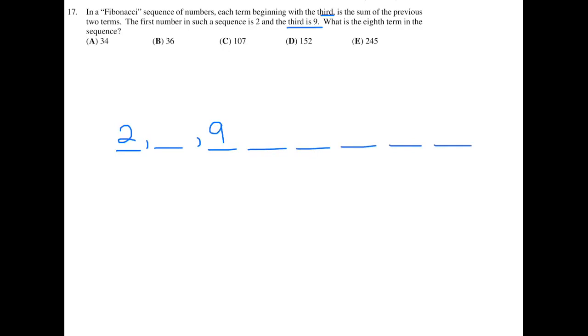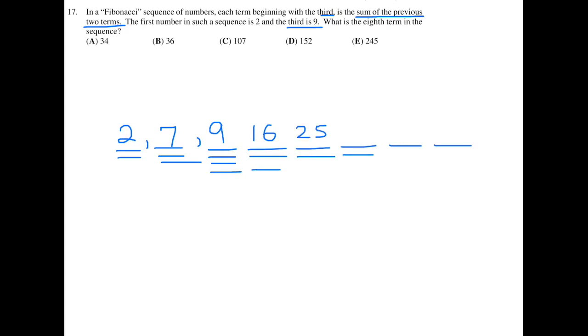All right, so the third term is the sum of the previous 2 terms. So 2 plus this has to equal 9. So this must be a 7. And then you just keep going like that. This one is going to be 7 plus 9, which is 16. This term is going to be 9 plus 16, which is 25.